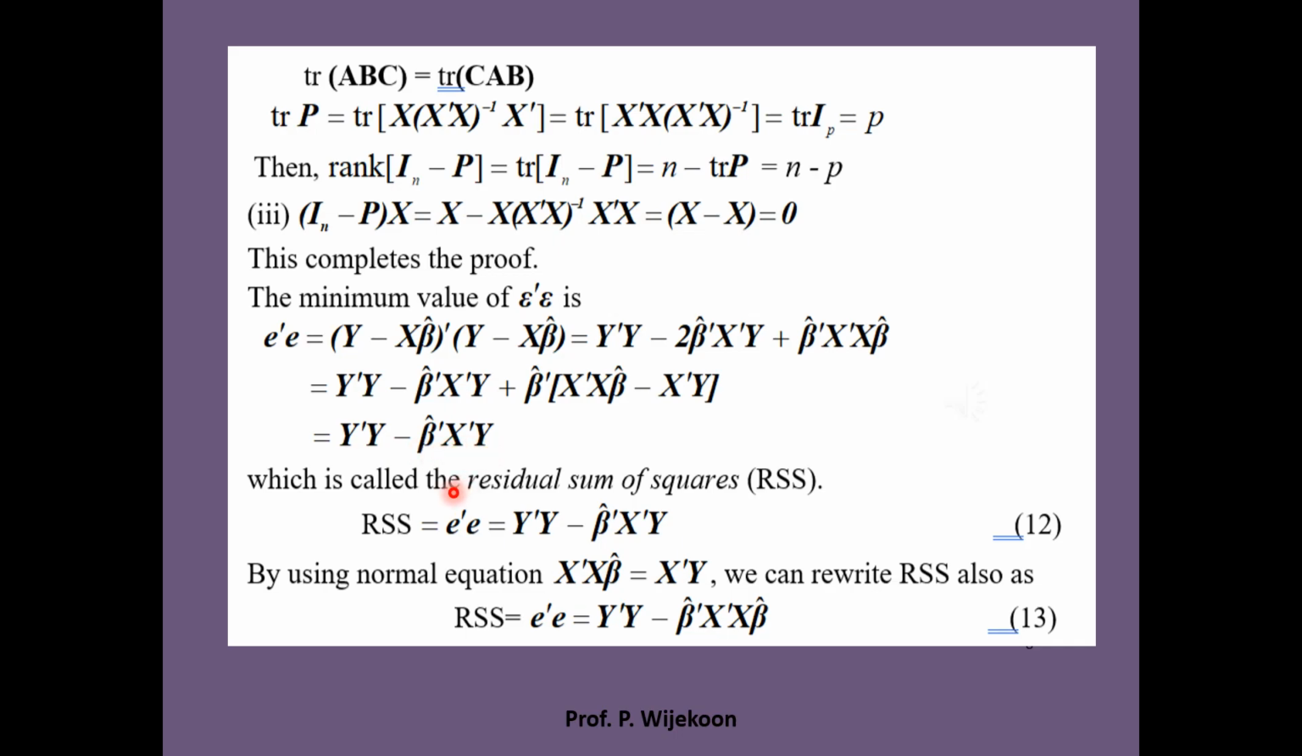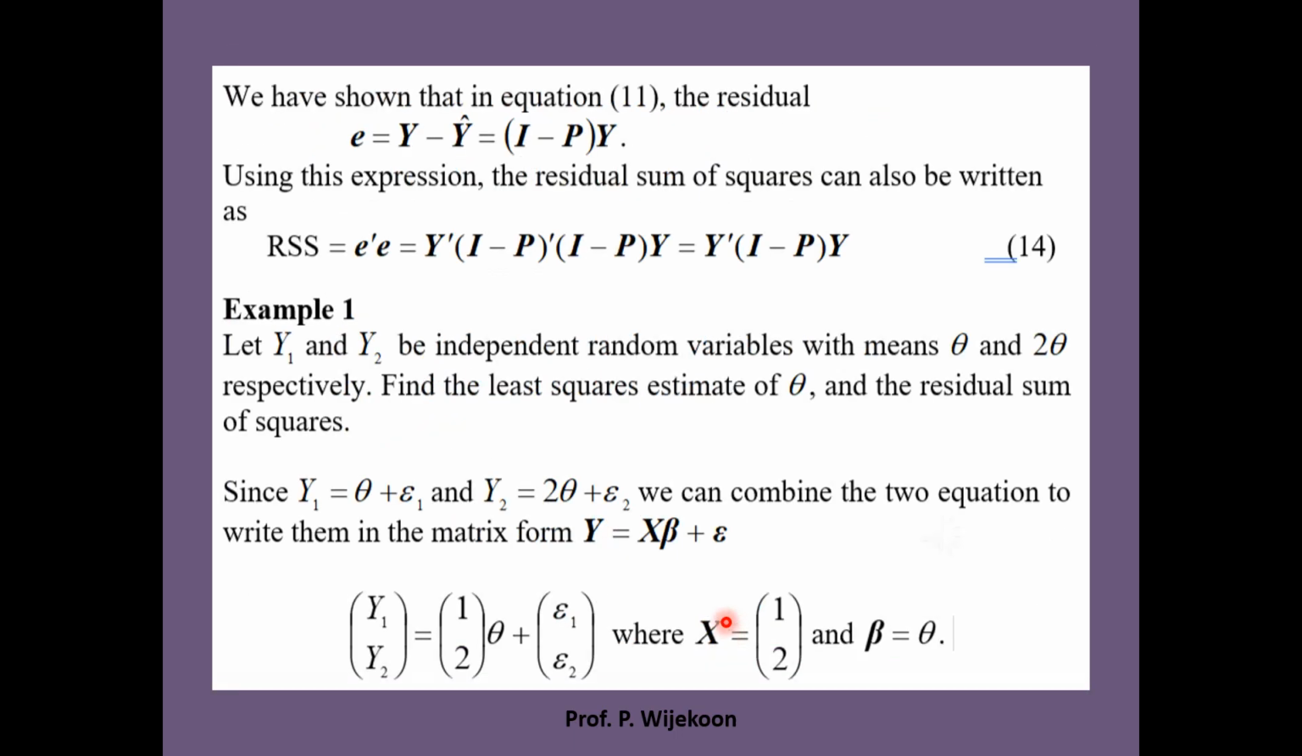By using normal equation, if we write X'X beta hat in place of X'y, we can get another expression for the residual sum of squares. We have already shown that the residual term e equals to (I minus P) times y. Using this, we can get another expression for the residual sum of squares. Since I minus P is symmetric and idempotent, now we can write the residual sum of squares as y' (I minus P) y.